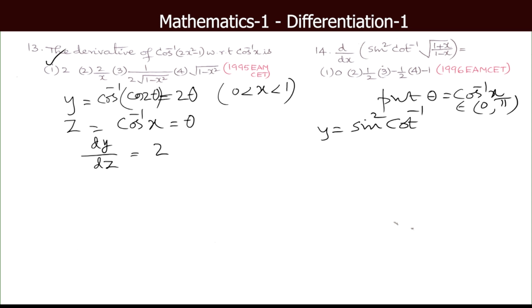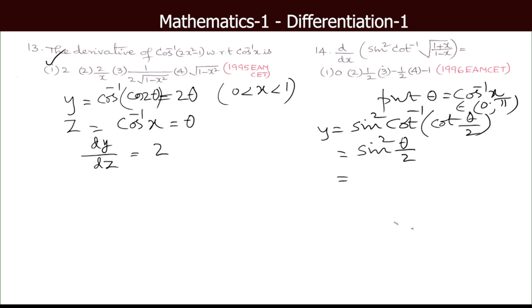Cot θ by 2 positive because θ by 2 lies between 0 and π by 2. θ lies between 0 and π. θ by 2 lies between 0 and π by 2. So cotangent θ by 2 is positive. So root of cot square θ by 2 is cotangent θ by 2. సో ఏమైంది, ఈ root of (1 plus x) by (1 minus x) cotangent θ by 2 అయింది. arccot cotangent θ by 2 is θ by 2 because θ by 2 lies between 0 and π by 2. So this is sin square θ by 2.